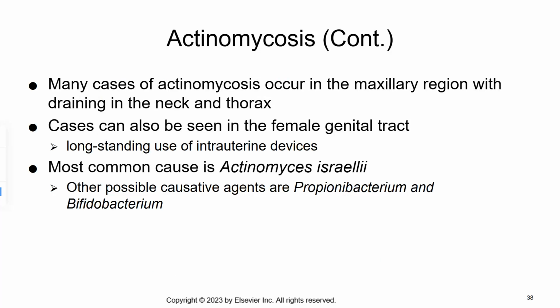Many cases of actinomycosis occur in the maxillary region with draining in the neck and thorax. Cases can also be seen in the female genital tract. The most common cause is Actinomyces israelii. Other possible causative agents are Propionibacterium and Bifidobacterium.